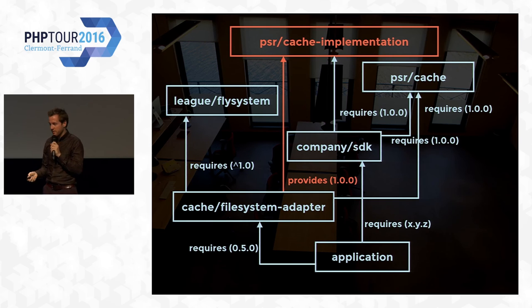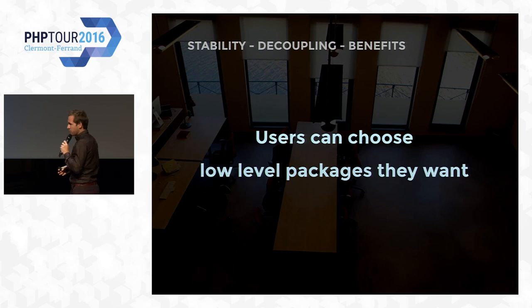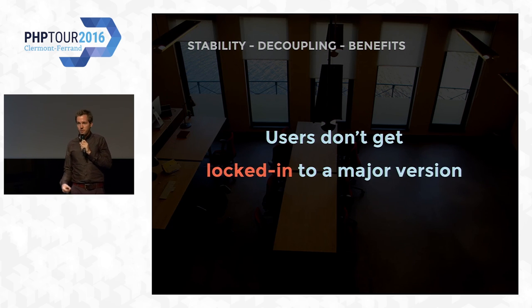Good. I see a lot of heads nodding. Cool. So this dependency graph tells you that all arrows go up. You don't depend on more low-level implementations than needed. You always depend on more stable packages. So users can use whatever low-level packages they want, and users don't get locked into major versions. They don't get locked into, let's say, Guzzle version 5.